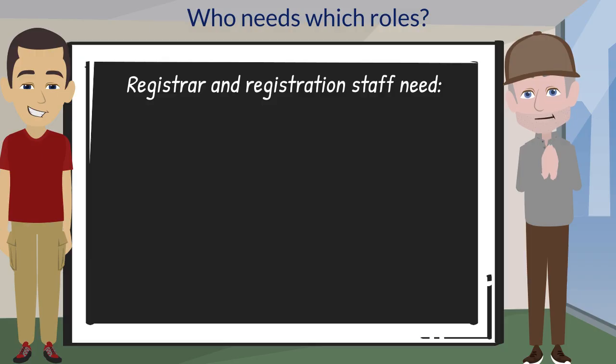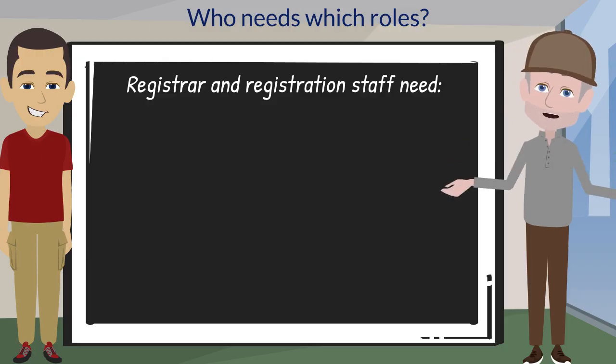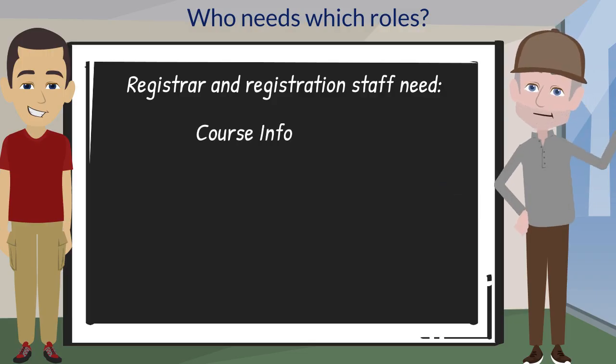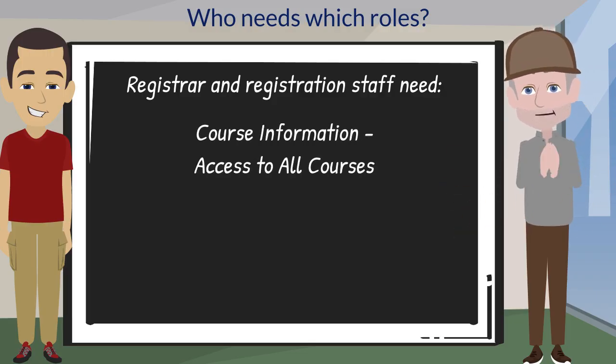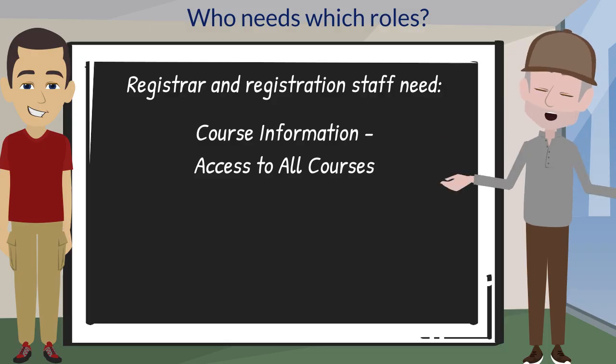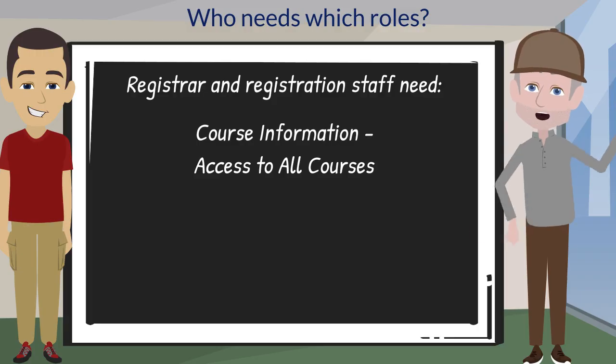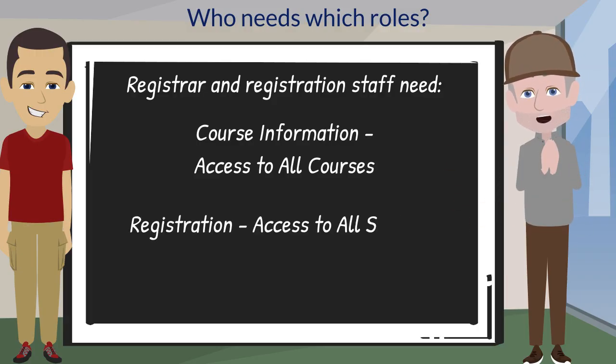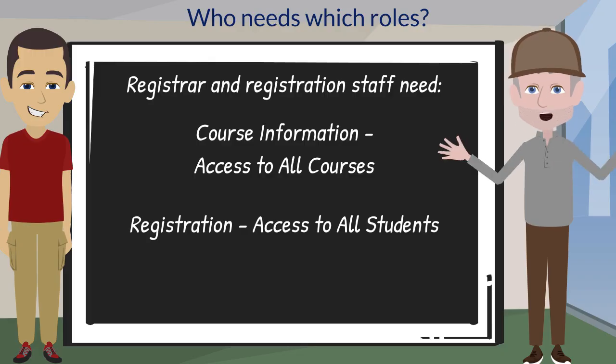And we should also mention, there are two narrowly focused roles that registrars or their staff can use. One is Course Information Access to All Courses. This has permissions for managing all course sections, including attendance, overrides, and grading. The second is Registration Access to All Students. This role has permissions for student information.